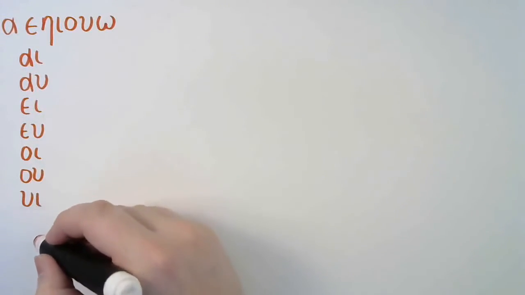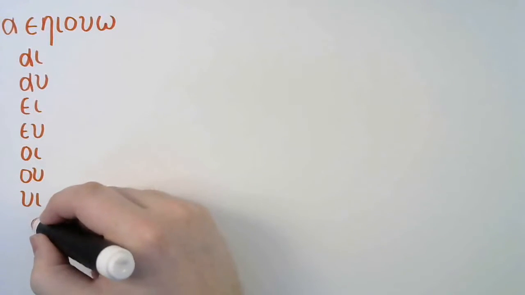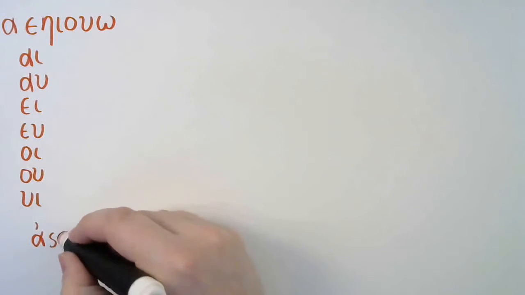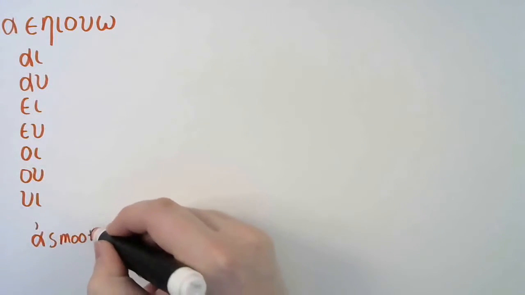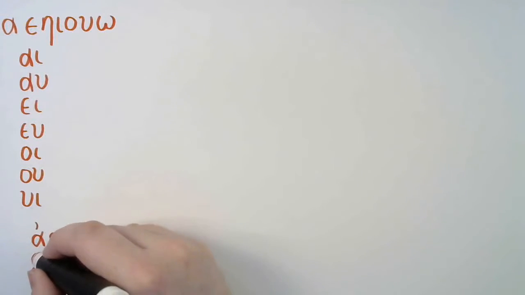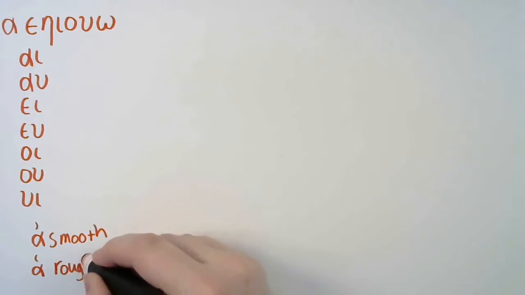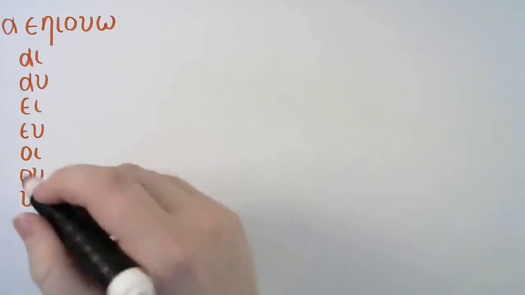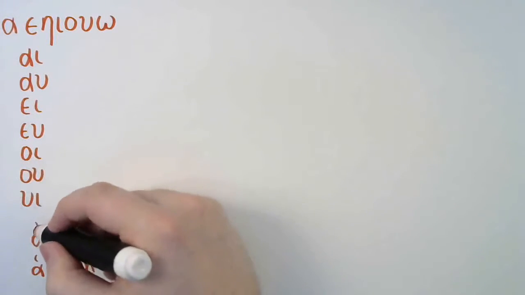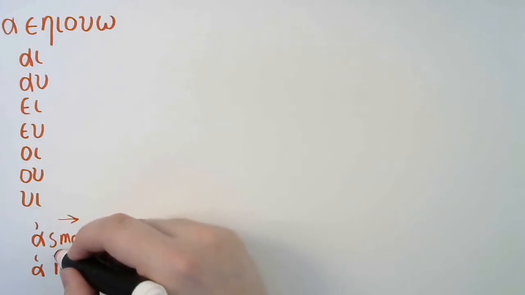Your breathing marks. Remember you have, I'm going to use an alpha here to show reference to a letter, smooth, and I'll use another alpha, rough. The smooth breathing mark has its large end pointed this way. Rough is pointed the other.